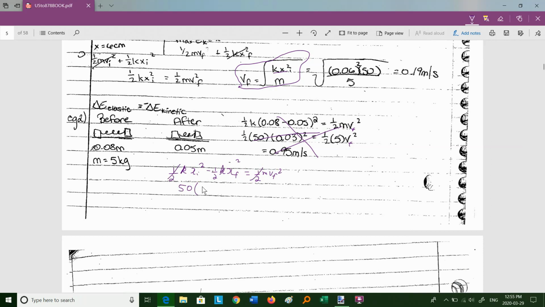times 0.08 squared minus 0.05 squared, divided by m, which was the mass, 5. Take the square root, and I get v final. So 50 divided by 5 is 10. The squared should be here. So 0.08 squared minus 0.05 squared times 50 divided by 5. Take the square root. 0.20 meters per second. So yeah, that answer at the back of the book was wrong.